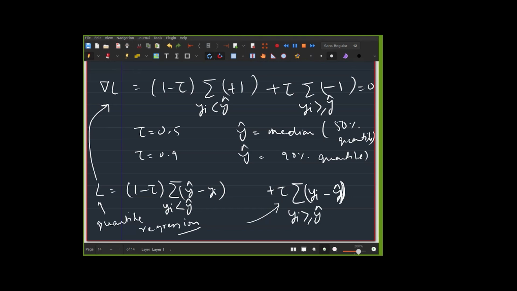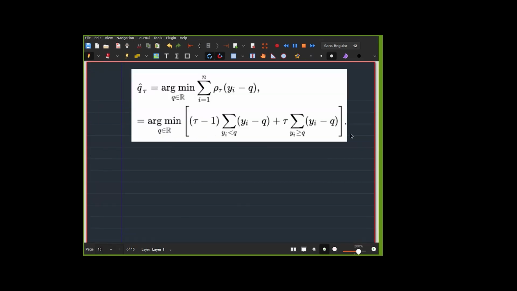I'll take a snapshot from Wikipedia so that you can also go back there and find it. So this is my quantile regression formula. And if you wanted to do linear regression, you can write Q equals W transpose Xi, and everything else remains the same. It is a regression problem. It is a linear regression problem, but it is also a quantile regression problem. So that's how you form your quantile regression loss.